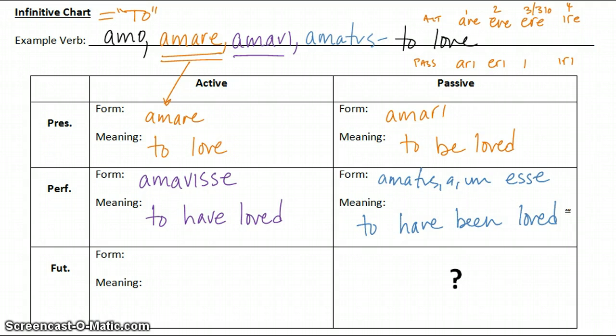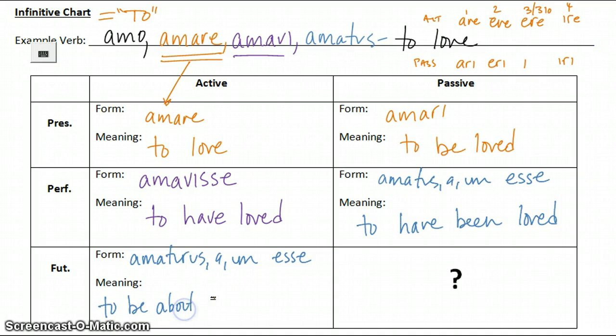And finally, our future active infinitive follows the same pattern. So we use the participle that we had learned before, the future active participle, which is amaturus, but again, we're adding esse, the infinitive of the verb sum. And the meaning here is a little bit of a mouthful, but it's to be about to love.